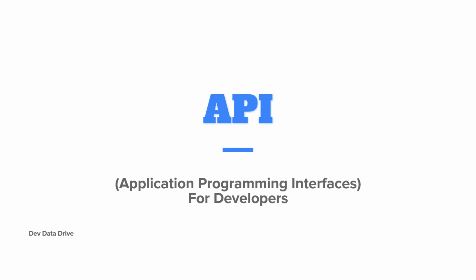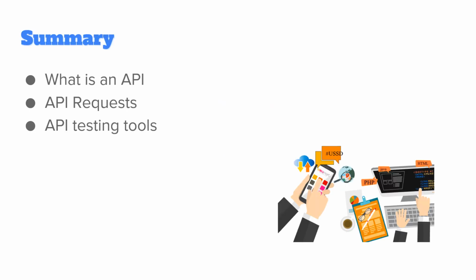Hi, let's talk about APIs, application programming interfaces. They serve as a means for different software applications to communicate and interact with each other. As a summary, we're going to talk about APIs, API requests, and finally API testing tools.